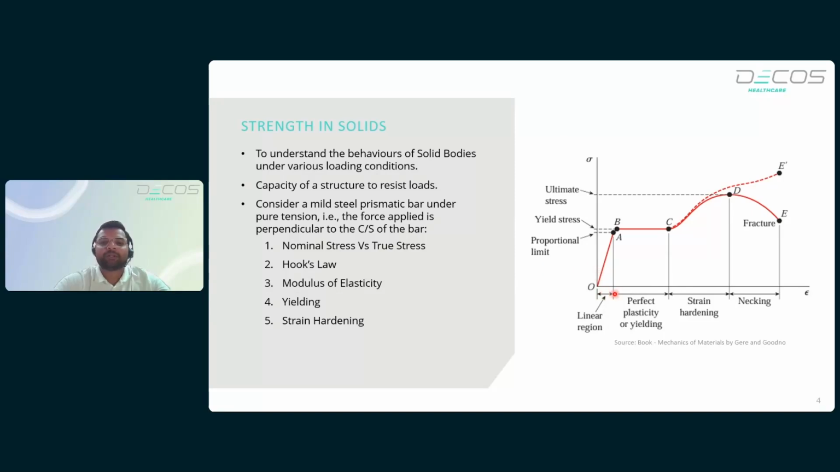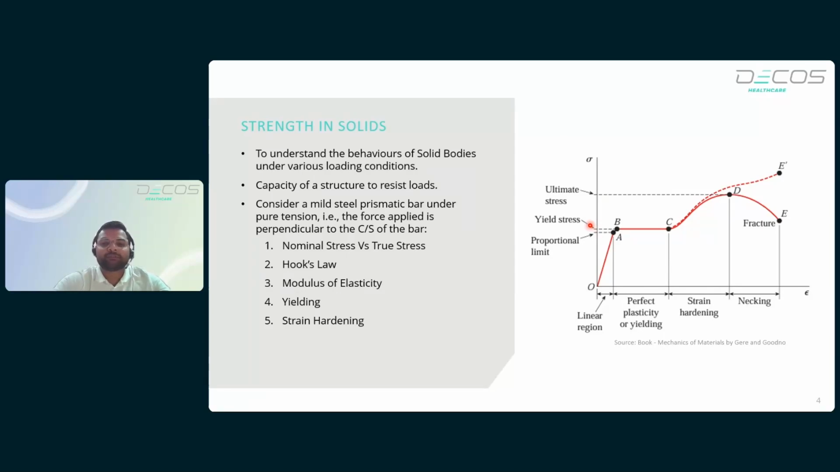Now let's discuss points like yield stress and strain hardening from the graph. After point B, there is a significant plastic deformation in the body, right? But there is no significant change here in the stress.